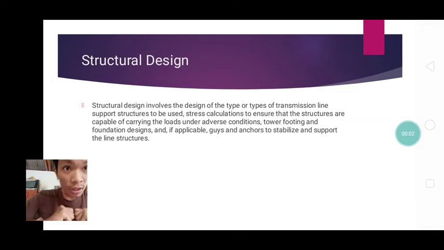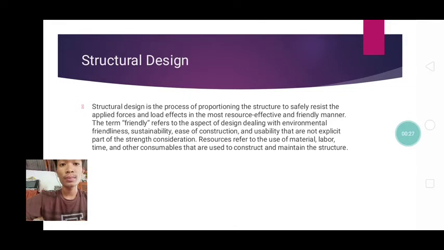So I will be the one discussing structural design. So what is structural design? Structural design involves the design of the type or types of transmission line support to be used, stress calculations to ensure that the structures are capable of carrying the loads under adverse conditions, tower footing and foundation designs, and, if applicable, guides and anchors to stabilize and support the line structures.